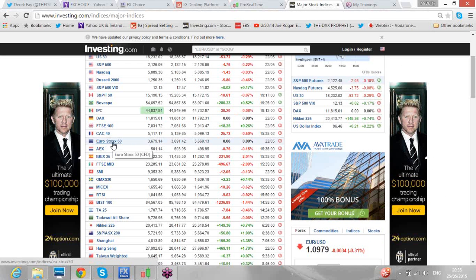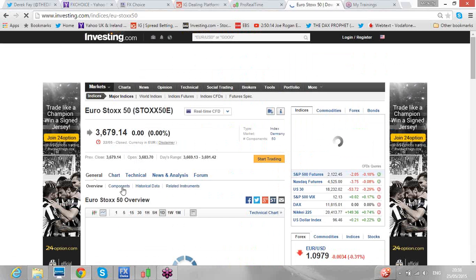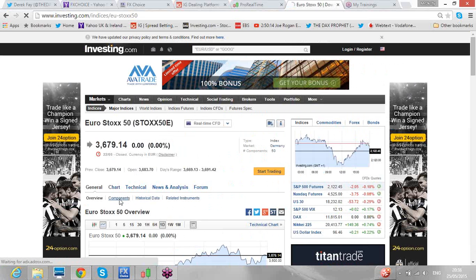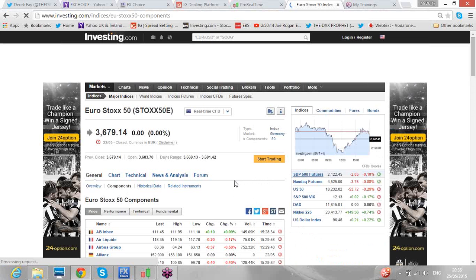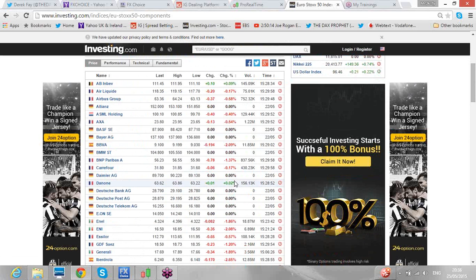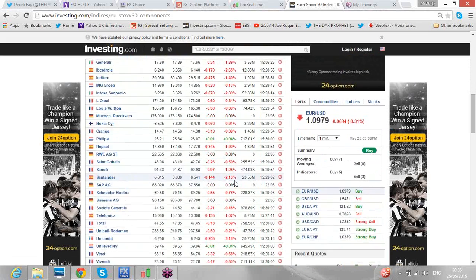And if you want to find out what exactly the Euro Stocks 50 is, or any of these indices, just double click on the Euro Stocks 50 index. Okay, we come down to components. So click components, double click components. This is on your investing.com website. This will bring up all the various companies that are trading on the Euro Stocks 50. So that's the top 50 companies on the Euro Stocks. So that's the components. You have AB InBev, Allianz, all the various companies that will trade there. So you know exactly what that index represents.